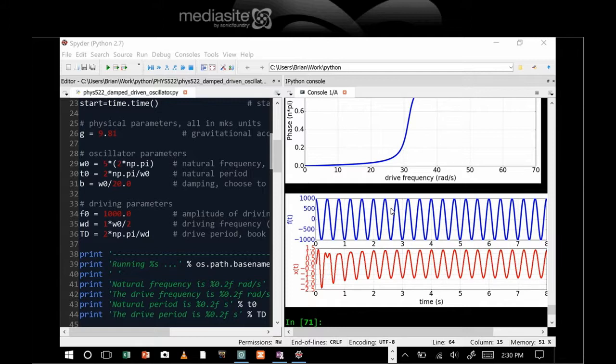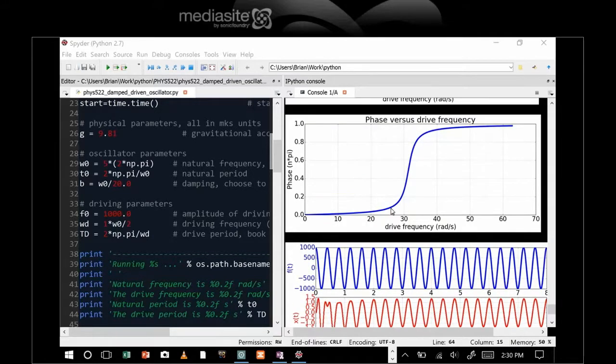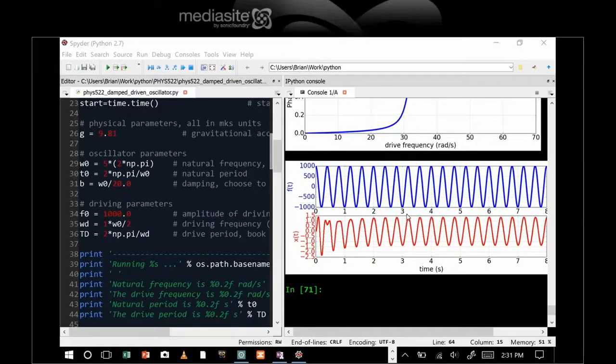Now let's look at the phase. The phase at 15 is here. It's very close to 0. That means there's going to be nearly a 0 phase shift, or difference, between the drive frequency and the solution. If I take a look at this peak here, it lines up with the drive frequency there. I look at this peak here, it lines up. So there's 0 phase shift between the drive frequency and the oscillation.